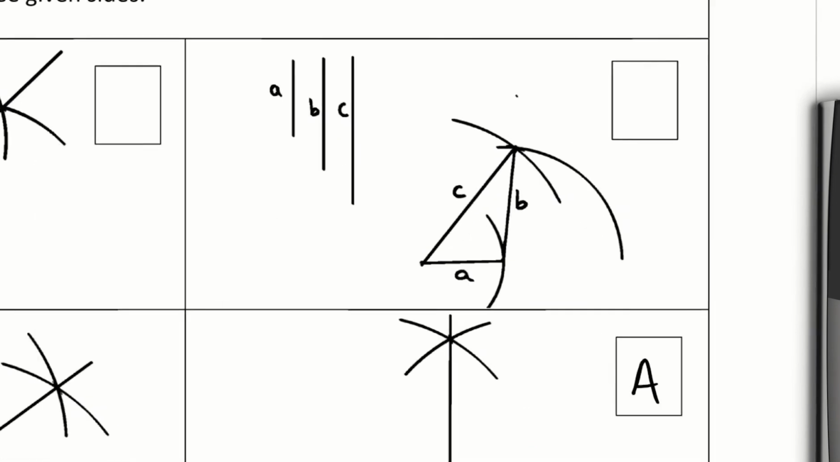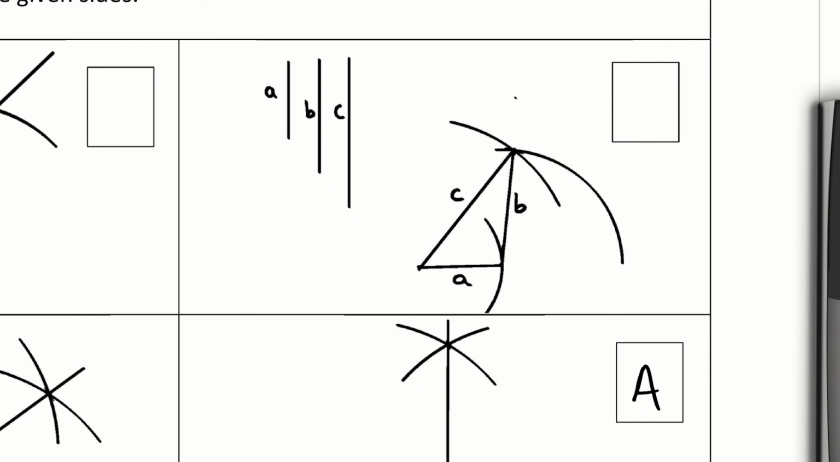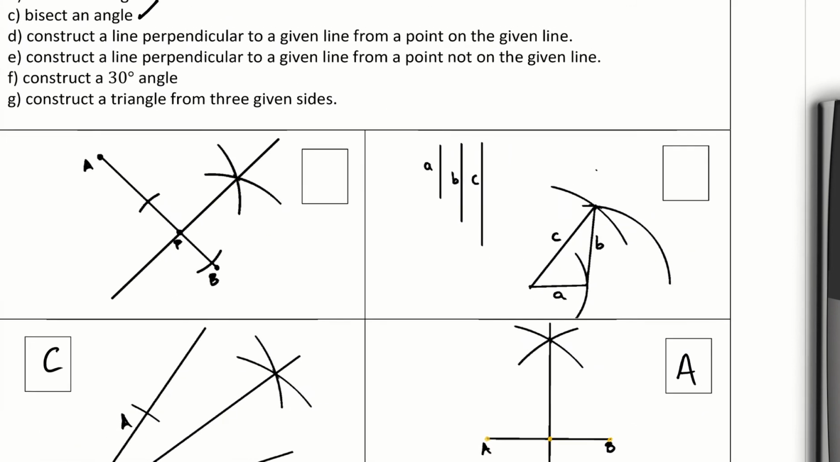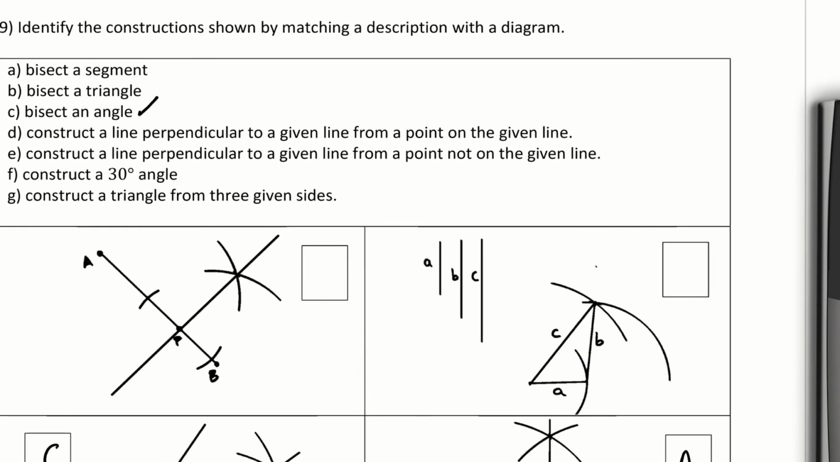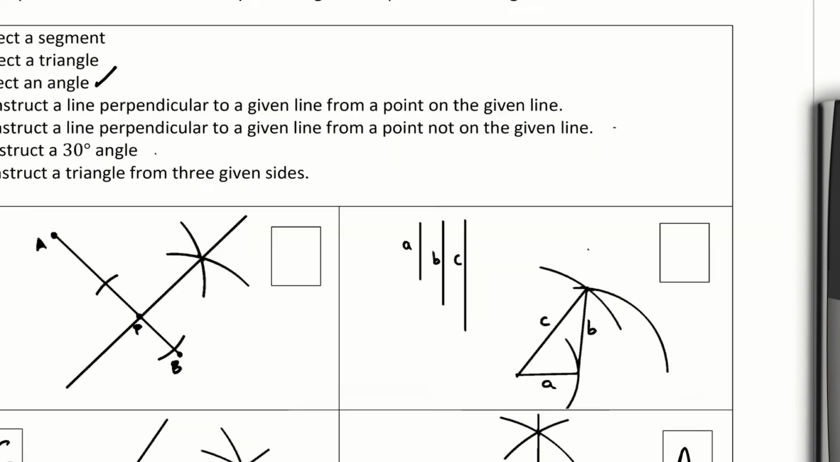This one, I do have an idea. Let me read the descriptions here. So I've got construct a line perpendicular to a given line from a point. No. Construct a line perpendicular from a point not on the given line. No. Construct a 30-degree angle. No. Construct a triangle from 3 given sides. Oh yeah, here we go.